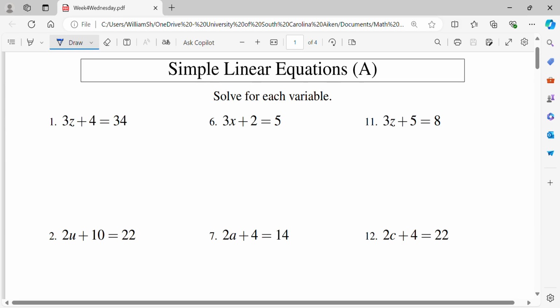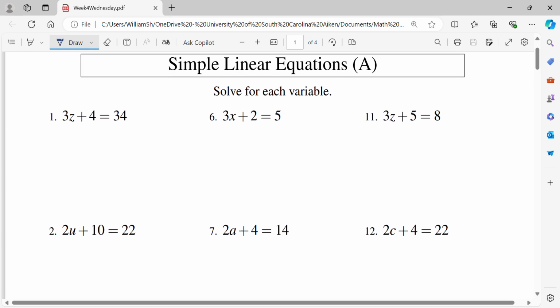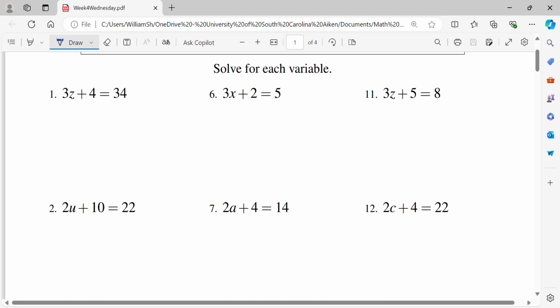Hello class. Today we're going to look at solving simple linear equations. We're going to start out with some basic ones where all we're doing is adding or subtracting and dividing. And then we'll move on to more complicated things like multiplying, working with parentheses, maybe even some exponents. We'll see.